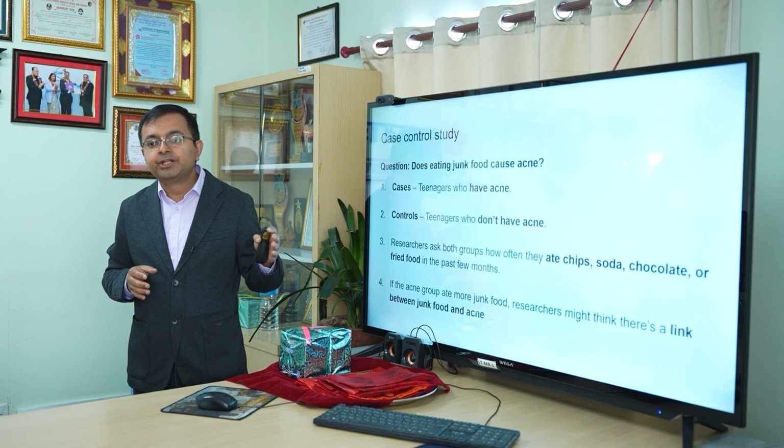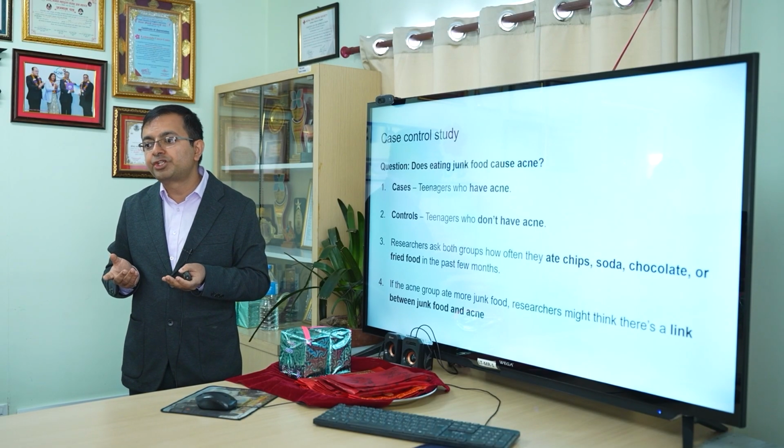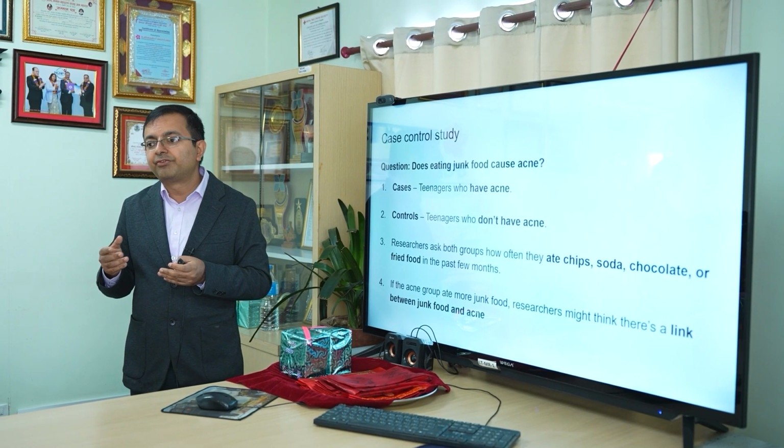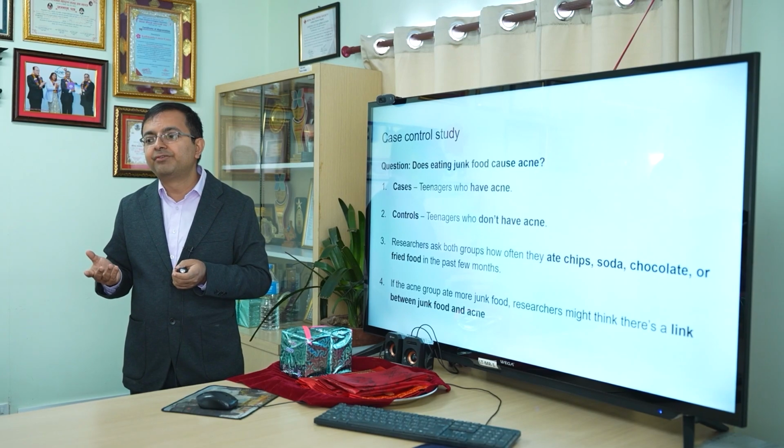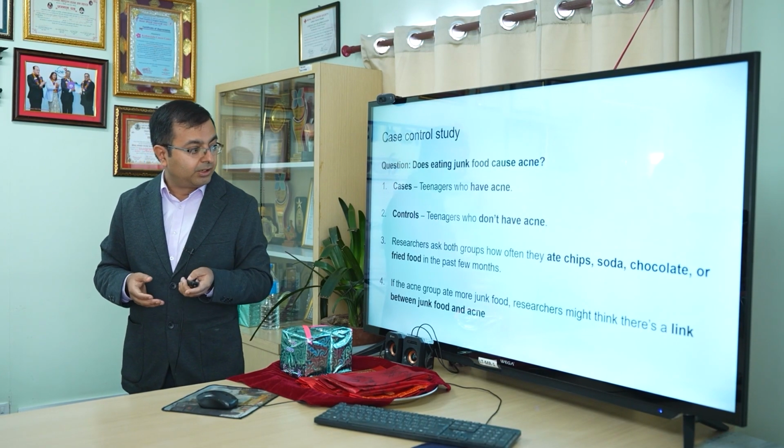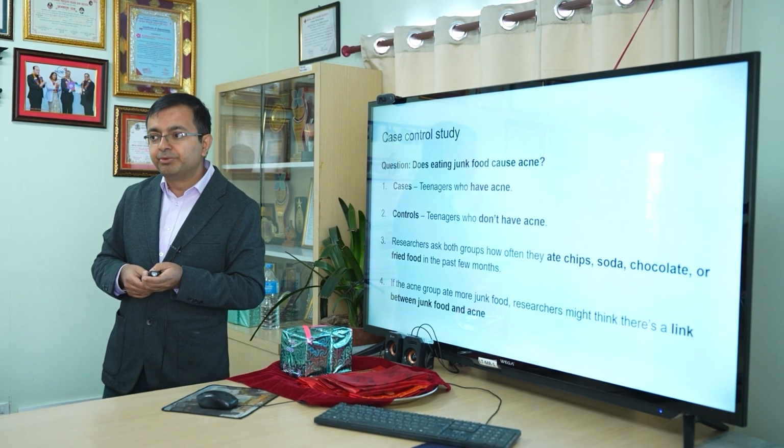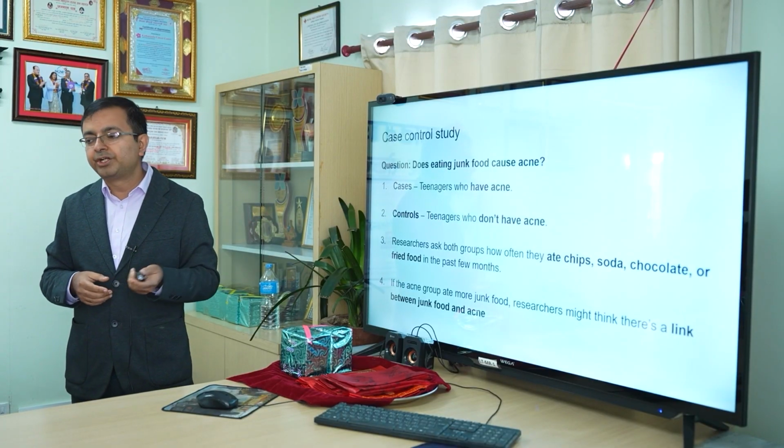A case control study in the end will give you an odds ratio. Odds ratio is nothing but the risk, the chances of having this condition. I think it will come in the stats which is coming on, but a case control study ends with an odds ratio.